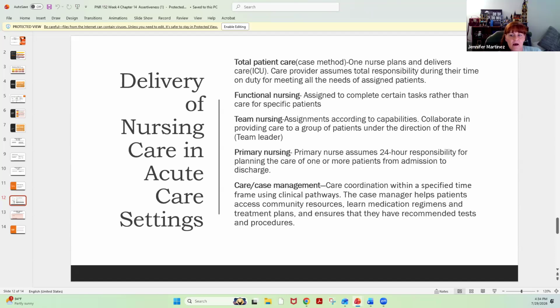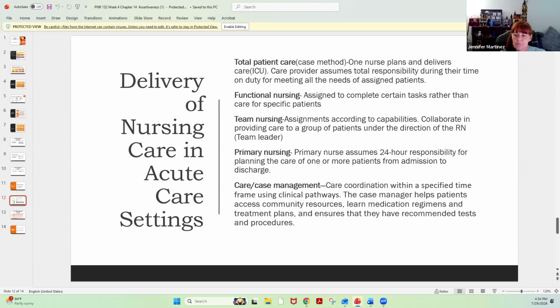Functional nursing, and so in this you are assigned to complete certain tasks rather than care for specific patients. So for example, let's say we have a 10 patient unit, one nurse will do all of the medications, one nurse will do all of the treatments, right? So that's basically a functional method.